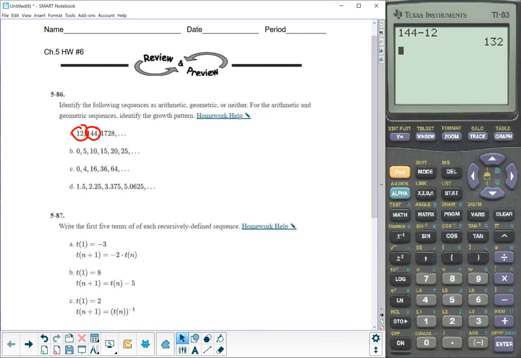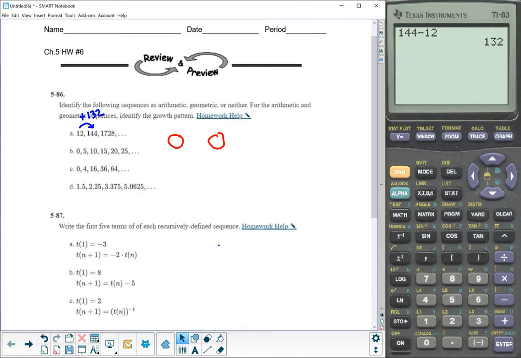So with that pattern, we're saying it's arithmetic, meaning adding or subtracting the same thing. That means that we're adding 132. Okay. Now we got to do the next one.